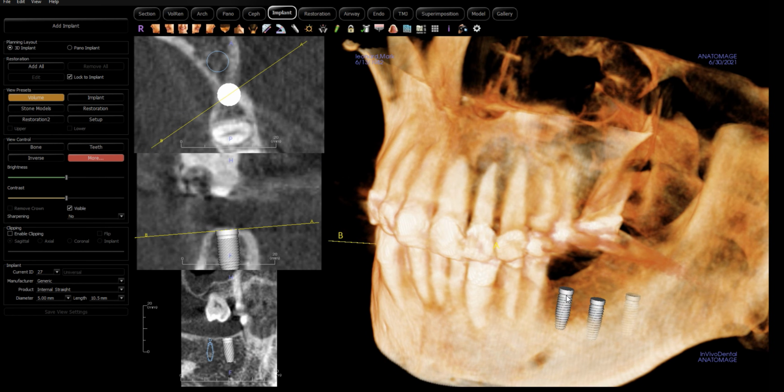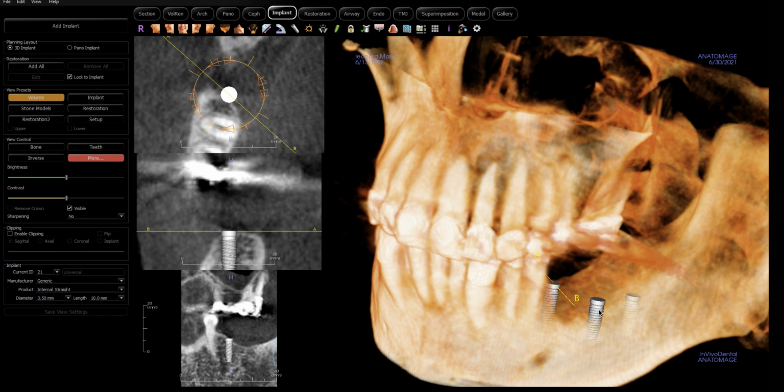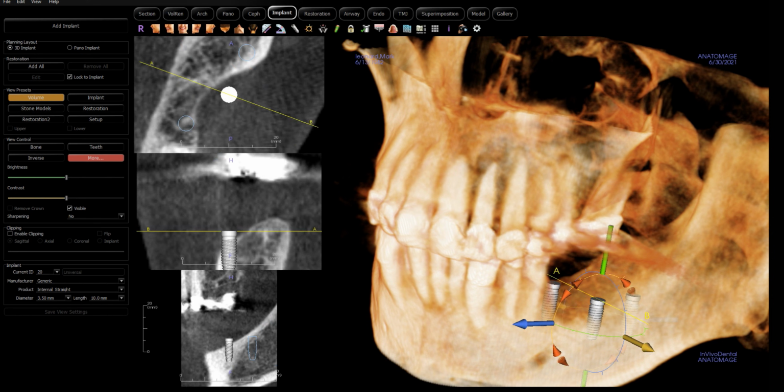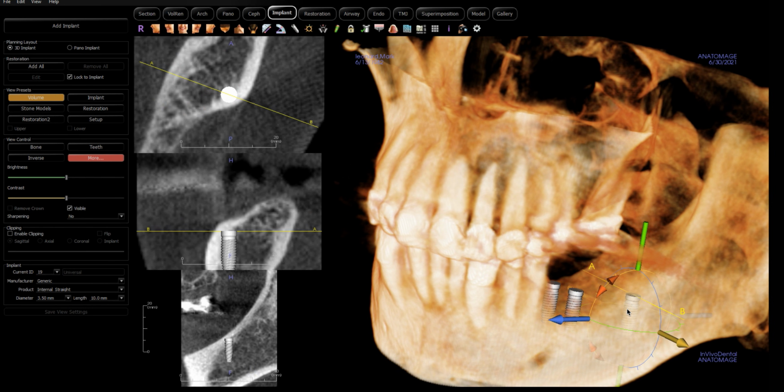So let's come to the other side. Sometimes the software doesn't place the implant in the ridge. Depending on how you do it, sometimes it places it in the vertebral column. But I think we're going to get the same outcome here.